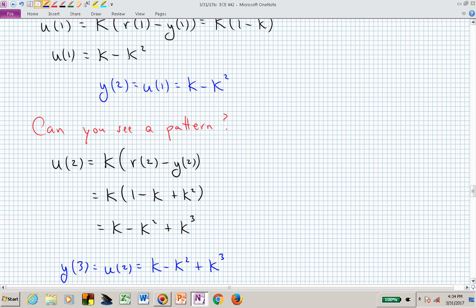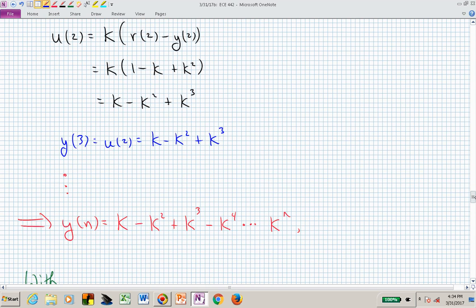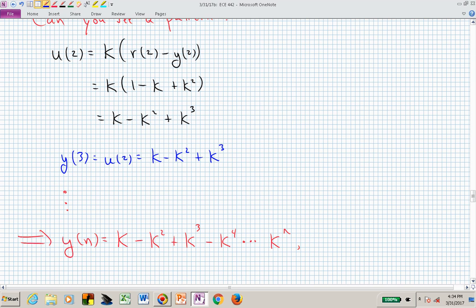We started with y of 0, then we obtained y of 1 was k, then y of 2 was k minus k squared, then y of 3 was k minus k squared plus k cubed, and I think you can see then that if we continued this, y of n would be k minus k squared plus k cubed minus k to the fourth, dot dot dot, and whatever n is will be plus or minus k to the n.